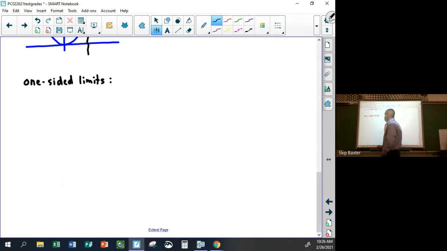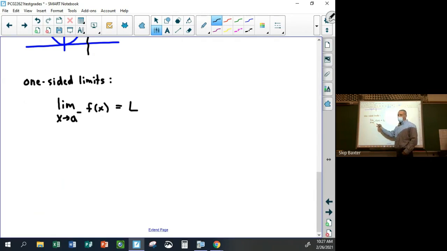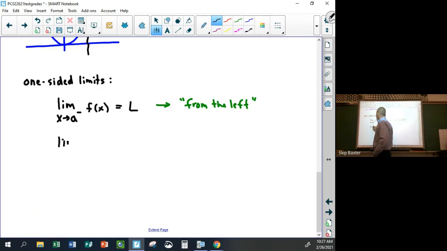So the notation for that is the limit as x goes to a, and then a superscript on that. A little superscript minus sign would indicate that as you approach a from the left, that's what that superscript minus sign means. It means from the left. And the opposite notation would be the limit as x goes to a, and then a superscript plus sign, f of x. And this just means from the right.